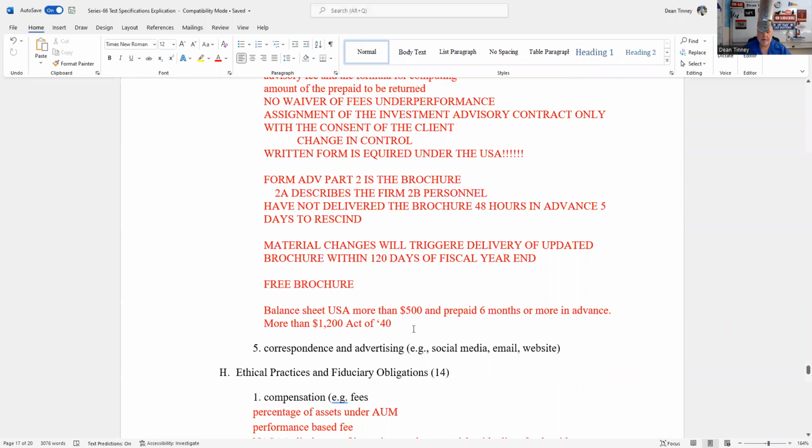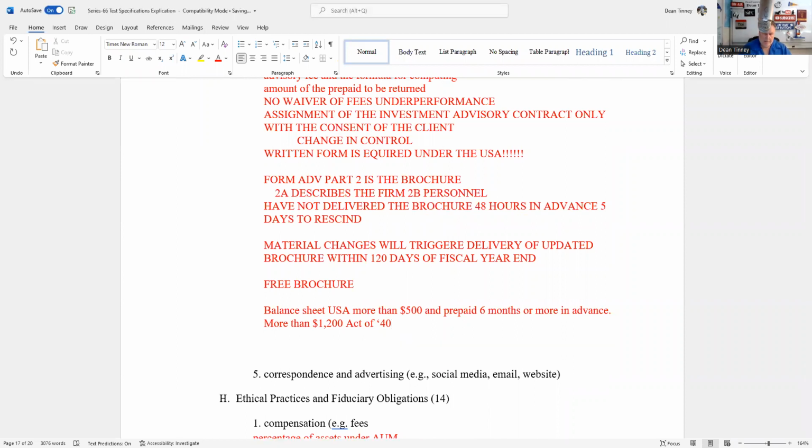Now, a lot of you are taking your investment advisor representative exam because you want to sell wrap accounts, where we're going to wrap the products and services of the broker dealer into a fee. And we have to have a brochure that tells the client what's included in the wrap fee and what is not included in the wrap fee. So the wrap brochure says what is included and what is excluded.